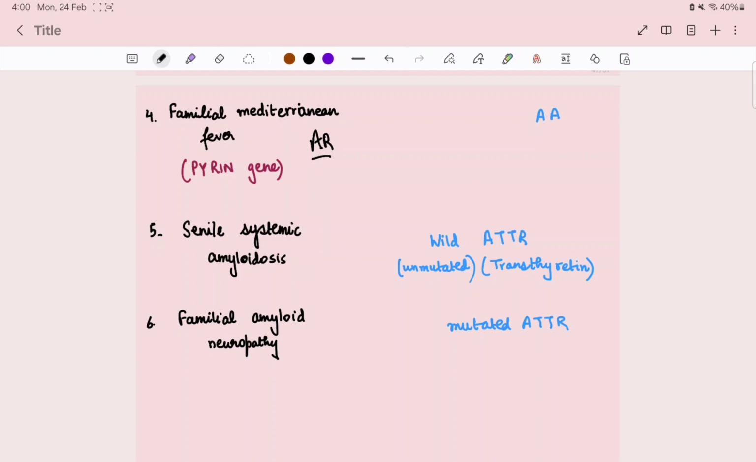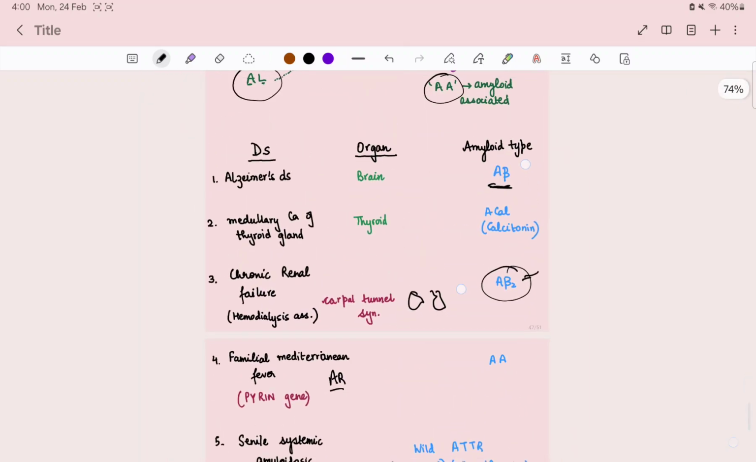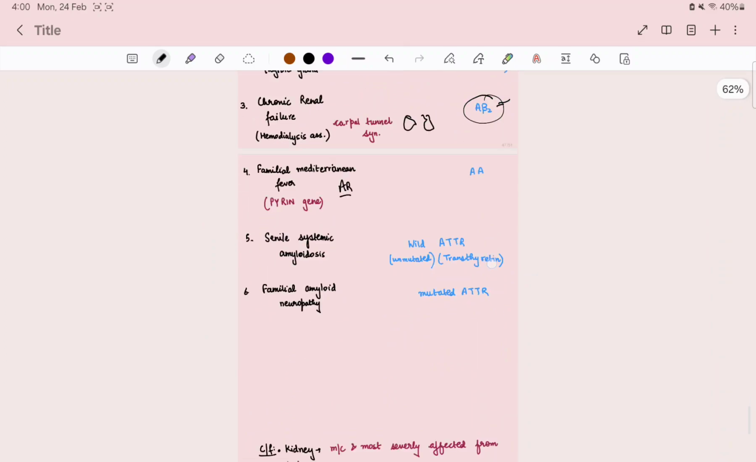Second is senile systemic amyloidosis. Senile means wild ATTR. Wild ATTR is transthyretin. It is a protein which is used for the transport of retinol and thyroxine. So it is wild ATTR. In familial amyloid neuropathy, it is mutated ATTR. So this is a very important box which you all should know.